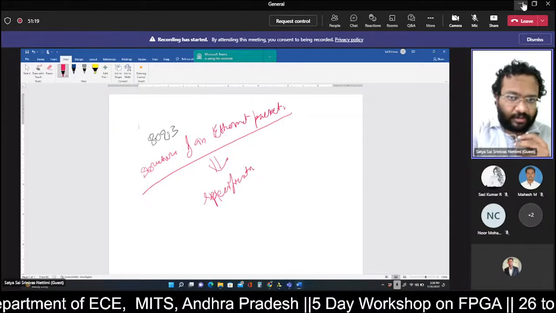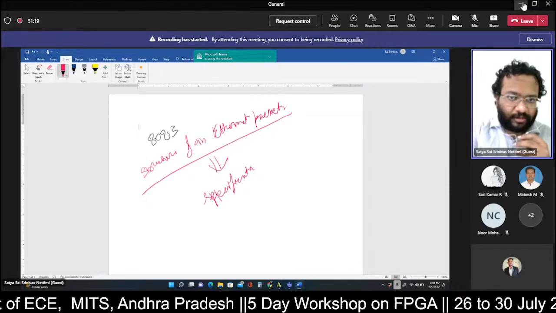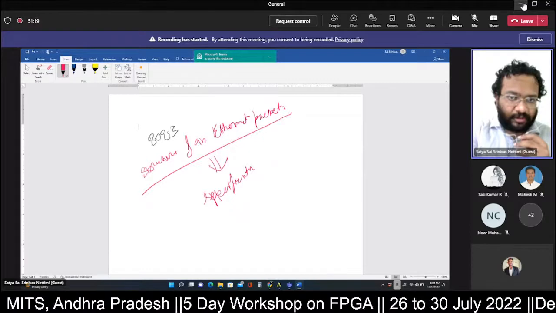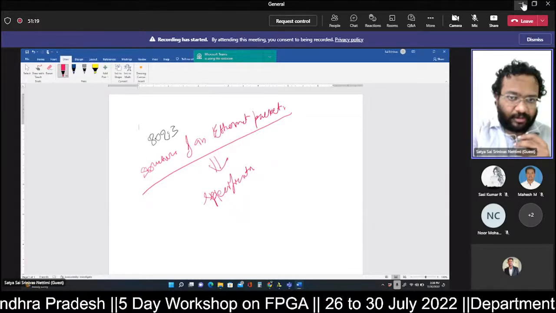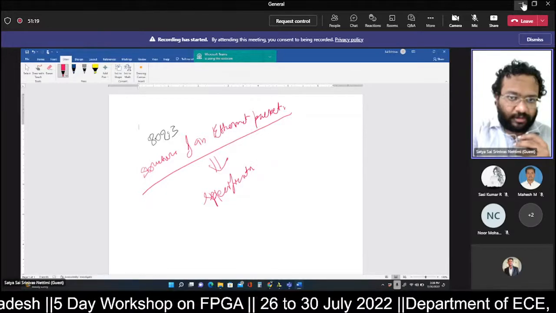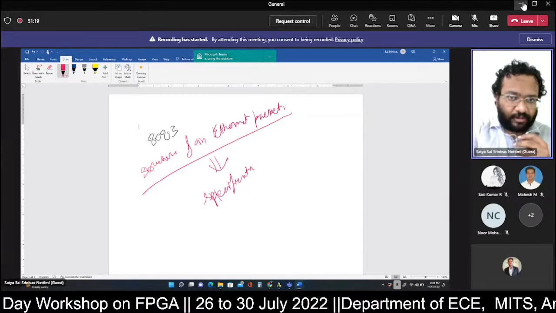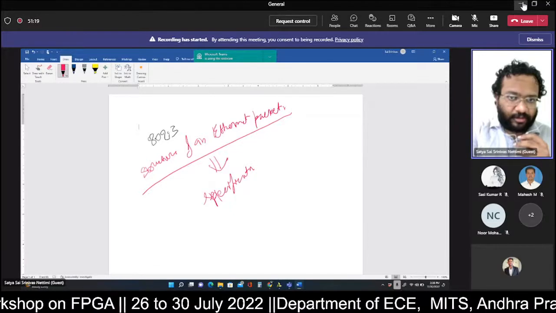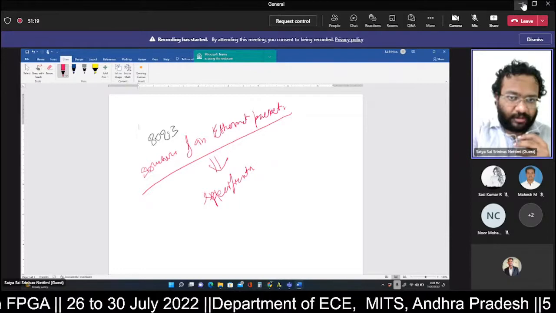Add sources, design sources. Ethernet packet generator, in short, I will keep it as EPG. So it's a Verilog file, EPG. Now what I do is I will open the Ethernet packet generator file. Now we shall begin our HDL coding description.